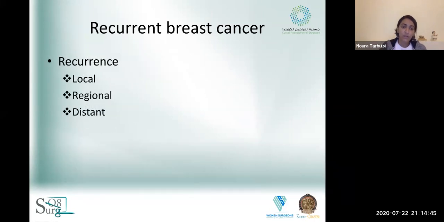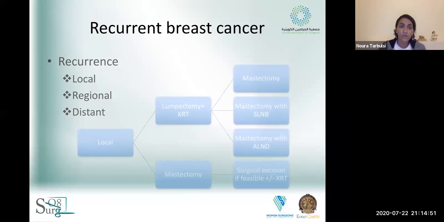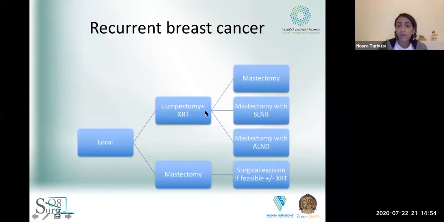3 types of recurrences: local, regional, and distant. For local, if you did a lumpectomy and radiotherapy, you do a mastectomy, plus minus sentinel or axillary, depending on what was their previous operation in the axilla. If she had previous dissection, then you will not do anything. If she had previous sentinel, you could redo sentinel, and if you don't find the sentinel, you do a dissection. If she had prior mastectomy and she has local recurrence in the mastectomy bed, you do surgical excision of the chest wall, plus minus radiotherapy.